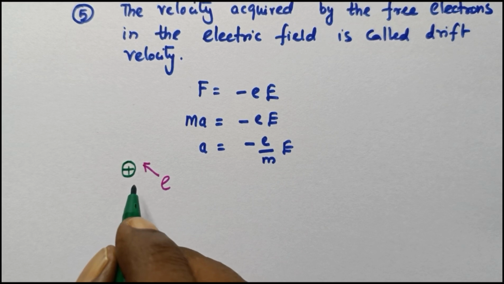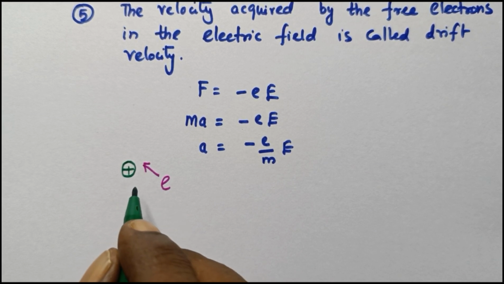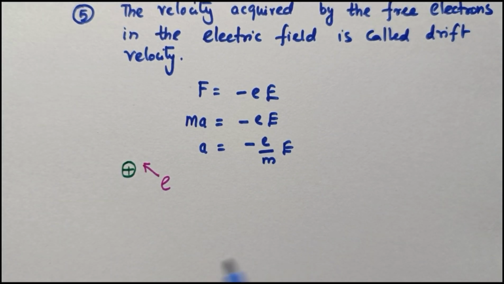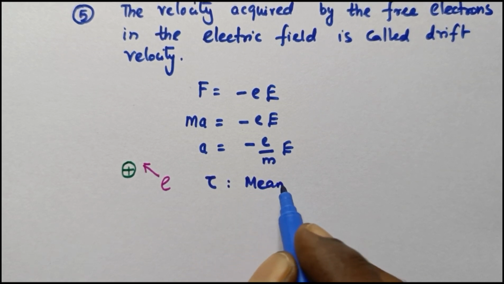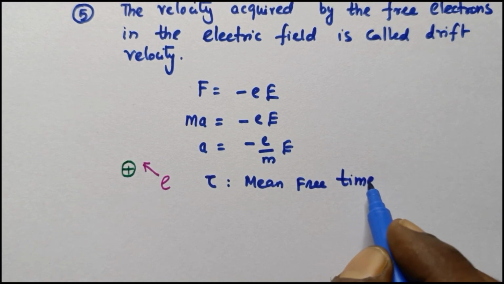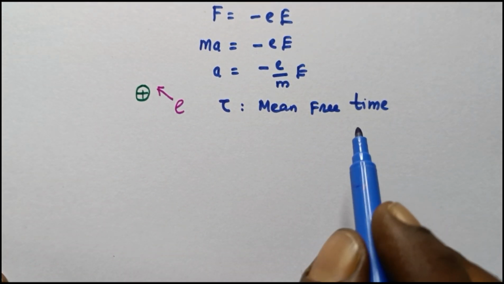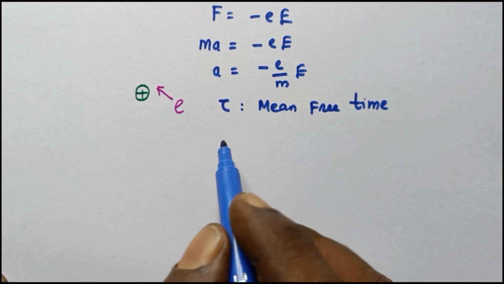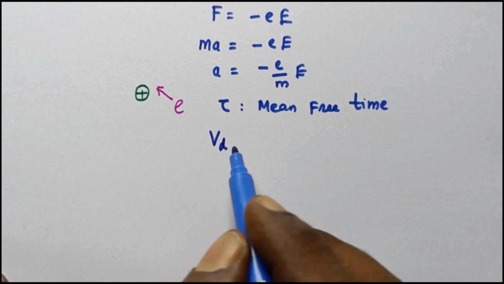ஸோ த டைம் இன்டர்வல், the average time interval between successive collisions is called mean free time. So let tau be the mean free time. So mean free time is the average time between the successive collisions. So now what is the velocity acquired by the electron? The velocity acquired by the electron is called drift velocity.